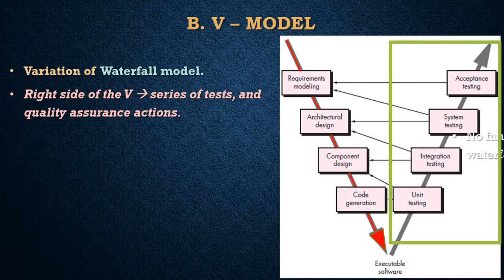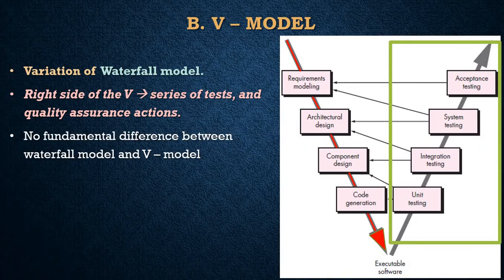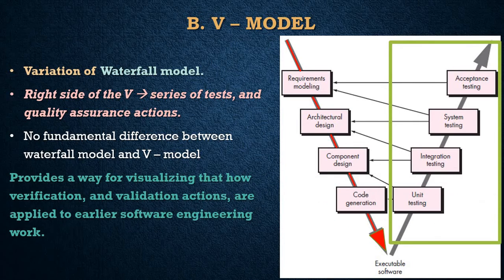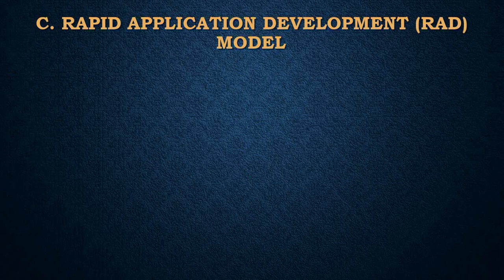Specifically, there is no fundamental difference between the classic life cycle and the V model. Actually, the V model provides a way of visualizing how verification and validation actions are applied to earlier software engineering work. Let's discuss an example of software project development process using these pictures.